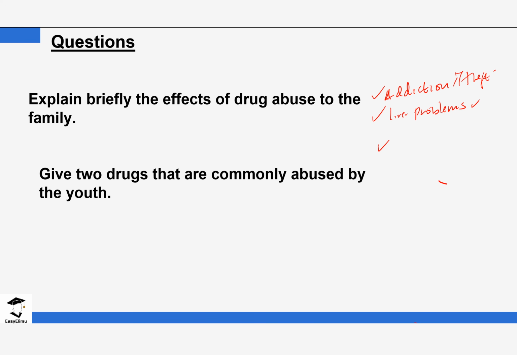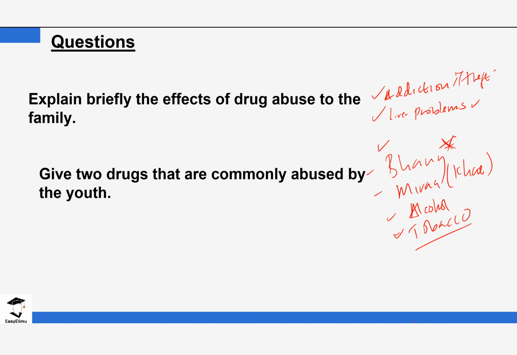And then the next question is two drugs that are commonly abused by youth. We have bang, we have miraa or khat, we have alcohol, and also we have tobacco. There's a lot of bang that is used by young people. So especially when people get into a certain level of age, the exposure to the kind of people that are around them can cause them to abuse these drugs.